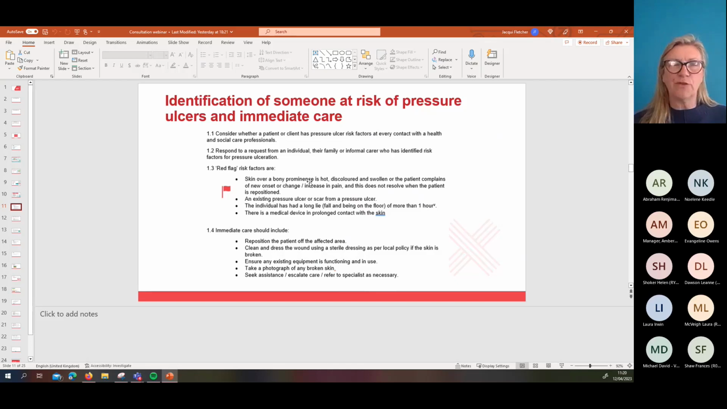If there's a broken area, using a sterile dressing, making sure that they're on the right equipment and that it's functioning as it should be, taking a photograph of the skin as a good record. And if you feel or your organisation feels that the care is something more than you can provide, or the need to assess is more than you have the capability to do, escalating that if necessary.